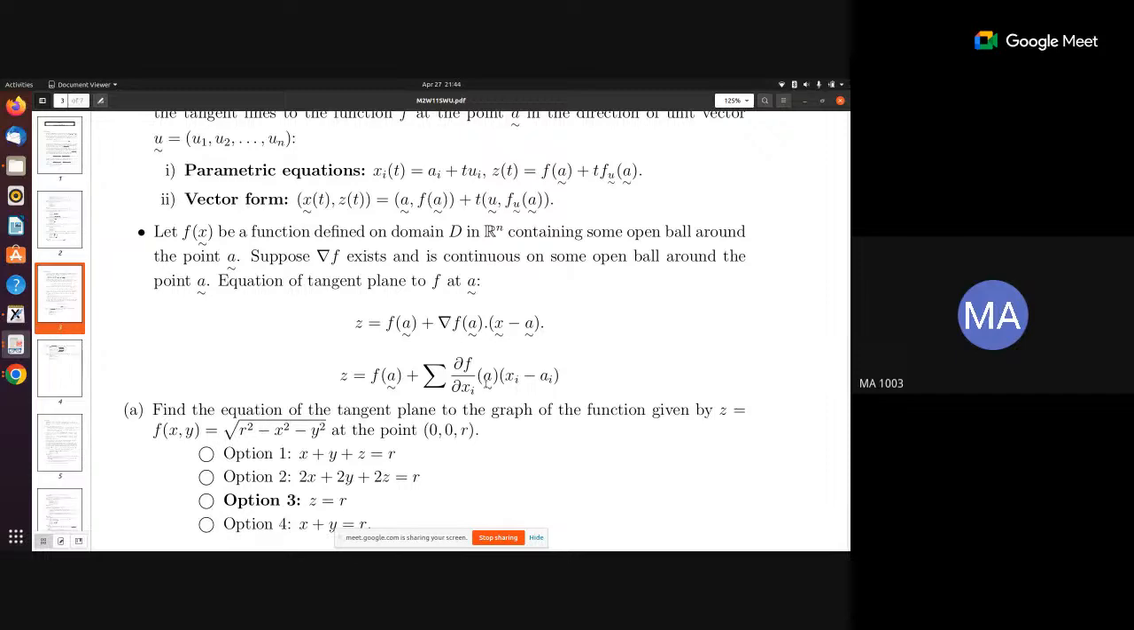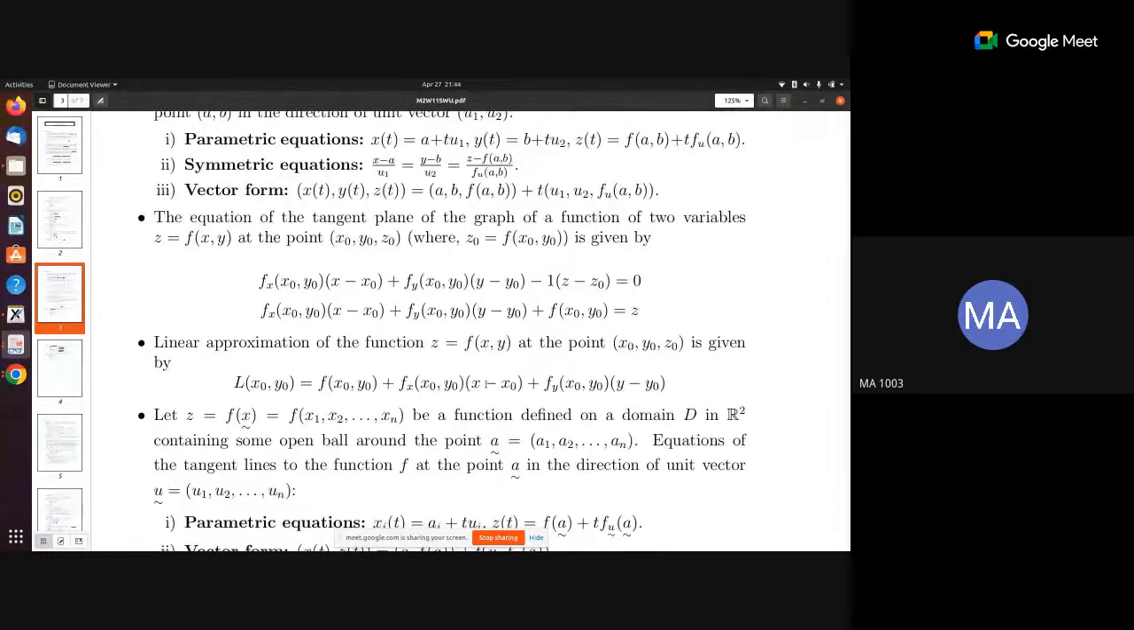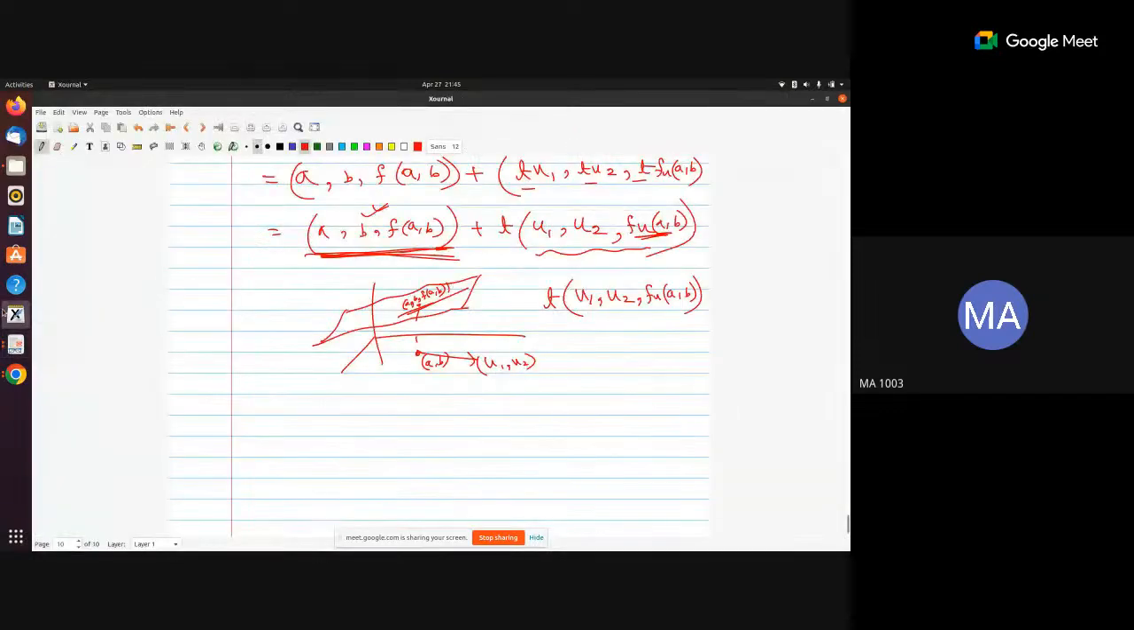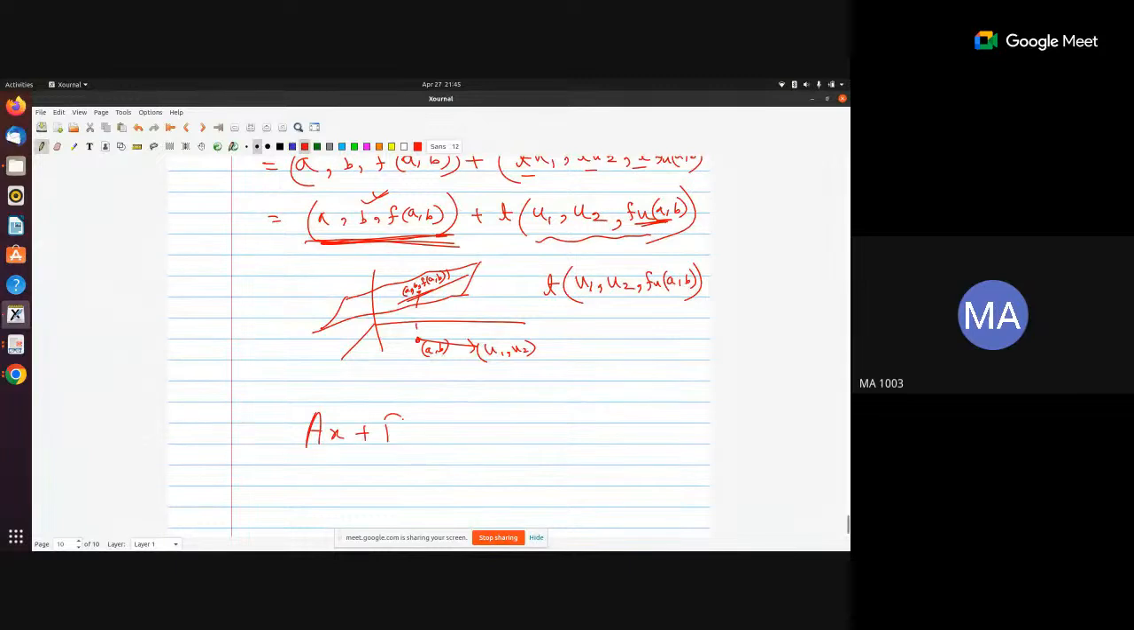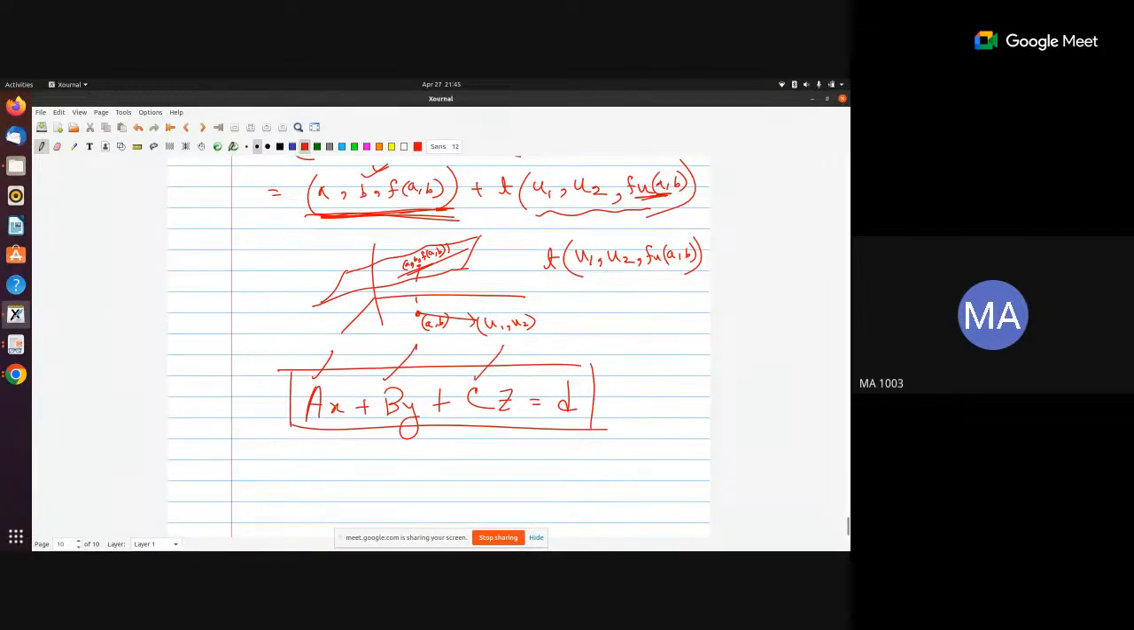Okay. So what will be the equation of the tangent plane now? That is the next thing, and that is basically where the gradient comes in. What is the geometrical significance of the gradient? The equation of the tangent plane will be something like ax + by + cz = d, the equation of a plane in R3. If we know what a, b, c and d are, then we are done. Suppose at (a, b, f(a, b)), this is the point, you are considering the tangent plane.